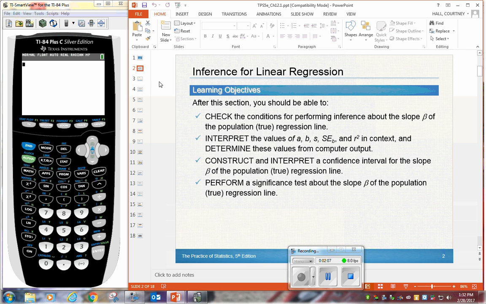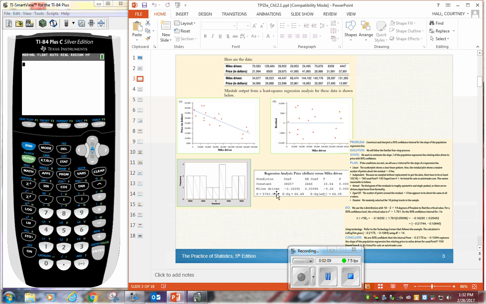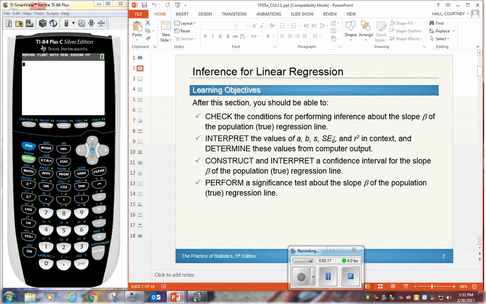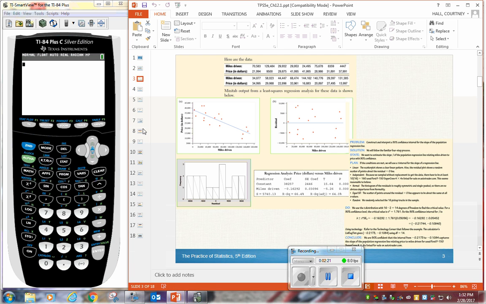And then our S is the standard deviation of the residuals. For this problem, it's going to be 5,740.13. And then the SE sub B, the standard error of the slopes, is going to be on your chart. It's going to be next to your slope, and it's going to have the SE coefficient. So our SE sub B is going to be 0.03096, and we will use that when calculating our confidence interval. So we'll have to know where to pull that from.